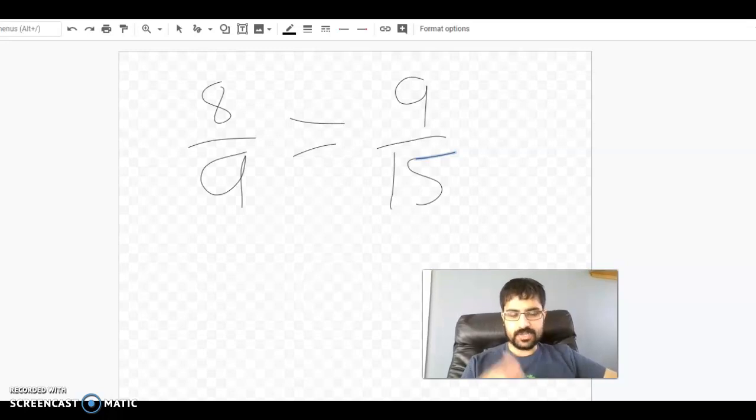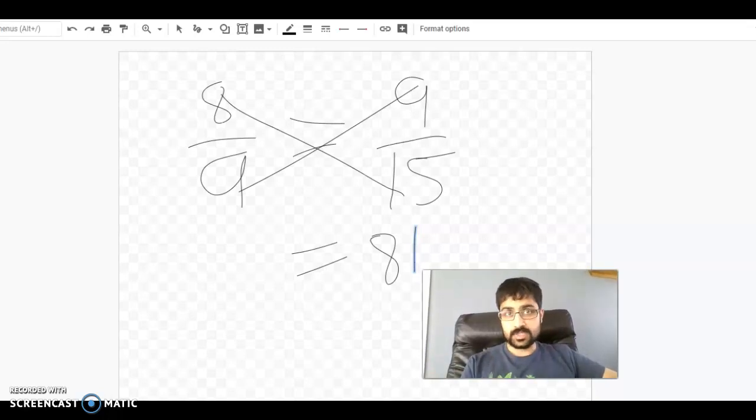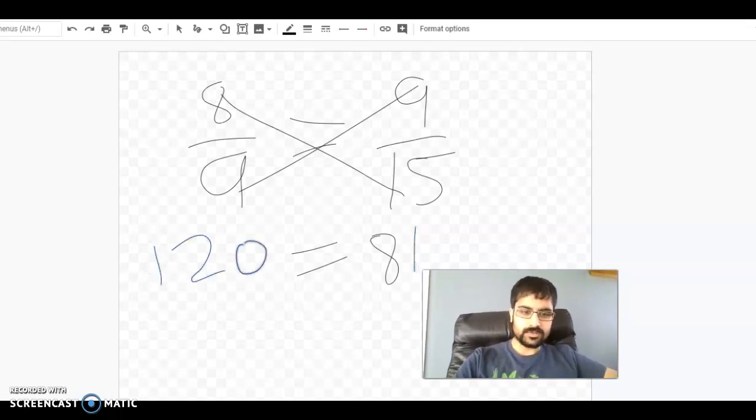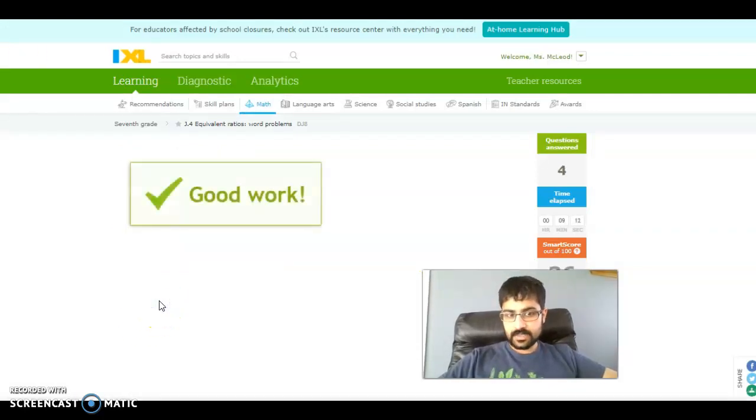Something you've got to make sure to do is to match up your ratios the right way. If my waffle cone is on top in the first one, it's on top in the second one. If my sugar cone's on the bottom in the first one, it's on the bottom in the second one. If you flip them and confuse them, your answer cannot be right. I'll cross multiply. 9 times 9 I know is going to give me 81 because I know my times tables. 15 times 8, well 15 times 2 is 30. 4 of those, the 120. Those are not equal. This is bigger than this. So that tells me these ratios are not equivalent. We'll see if I'm right.